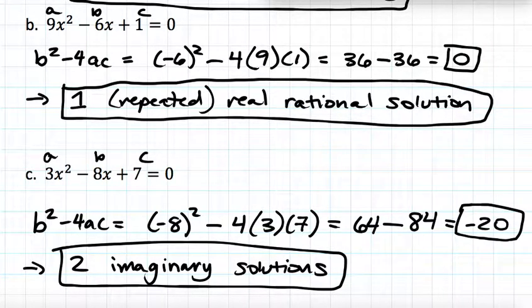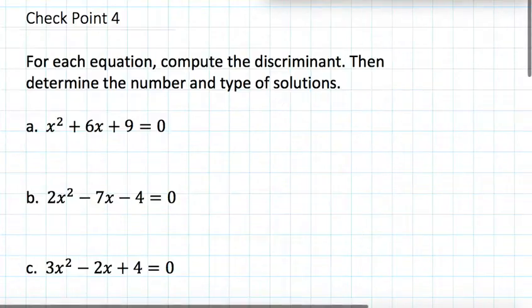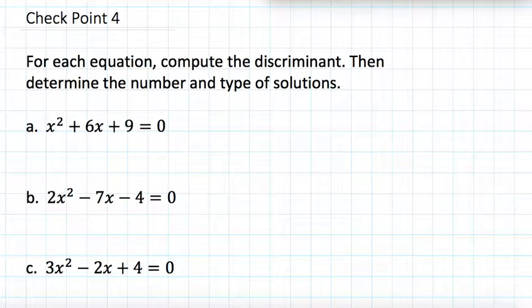So what you should do next is look at checkpoint problem number 4. One thing I want to point out, for a, there's no number in front of x squared. That means that a is 1. So make sure that you're plugging that in accordingly. Do these in your notes, check your answer with the notes that are posted, and then move on to the homework.